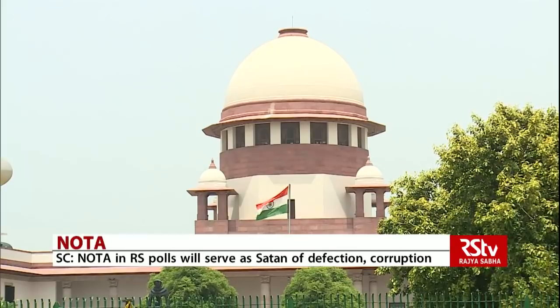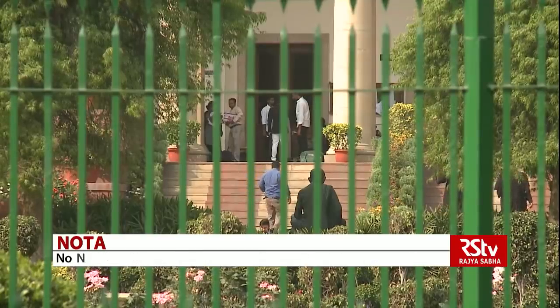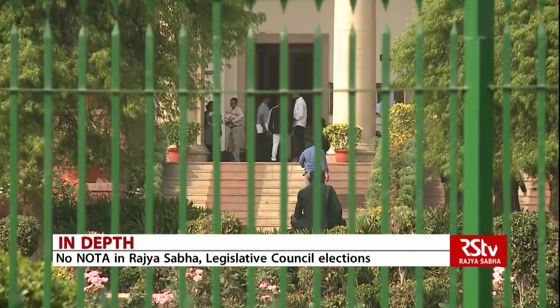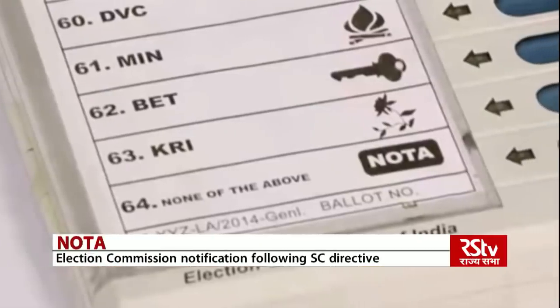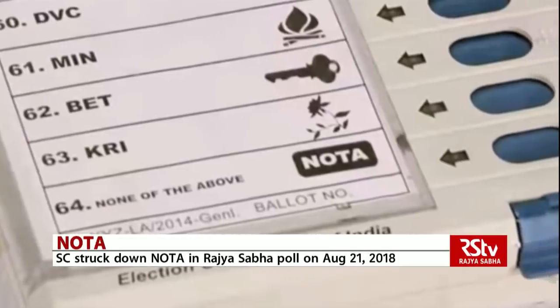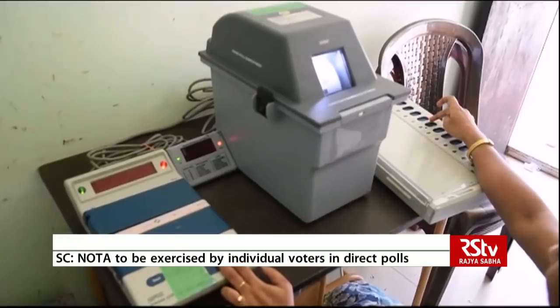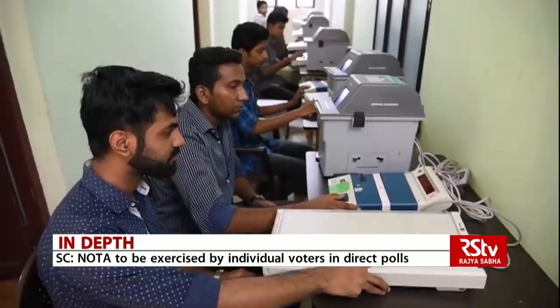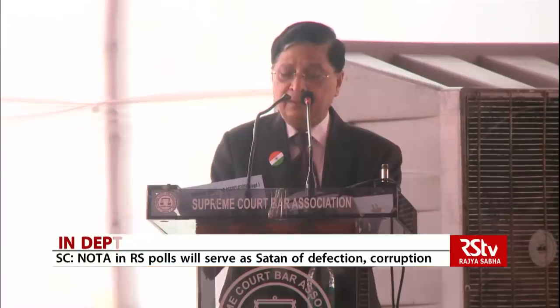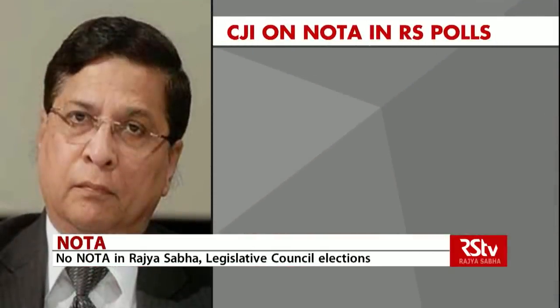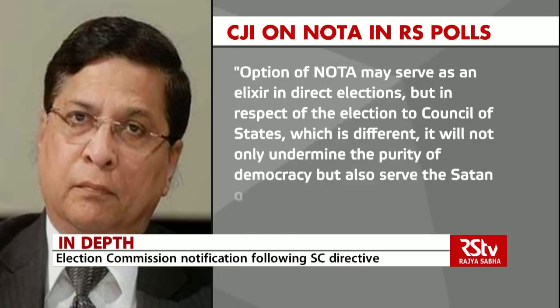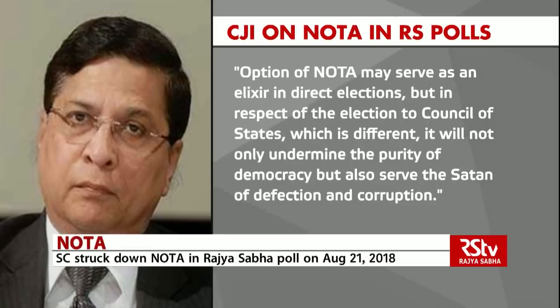The CJI-led bench was in complete agreement with the 2013 Supreme Court judgment, which had ordered introduction of NOTA in direct elections. It said NOTA will destroy the concept of value of a vote and representation and encourage defection that shall open the doors for corruption, which is a malignant disorder. Writing the judgment, Chief Justice of India Deepak Mishra noted that the option of NOTA may serve as an elixir in direct elections, but in respect of the election to Council of States, which is different, it will not only undermine the purity of democracy, but also serve as the satin of defection and corruption.